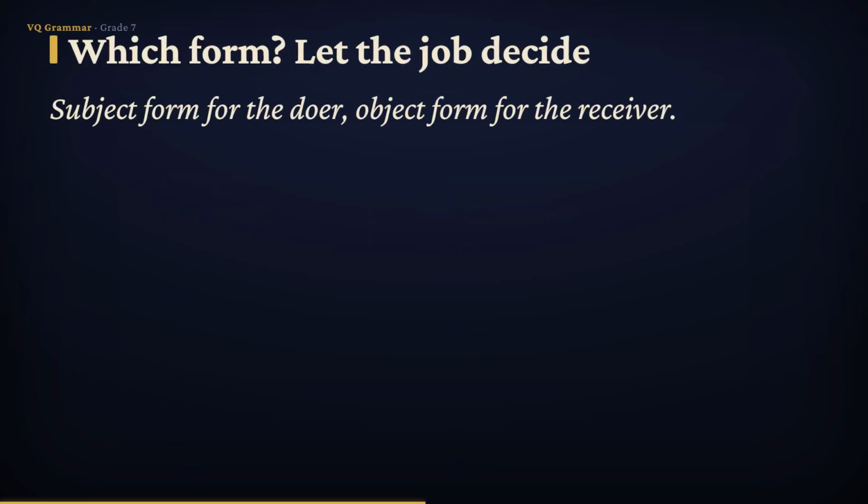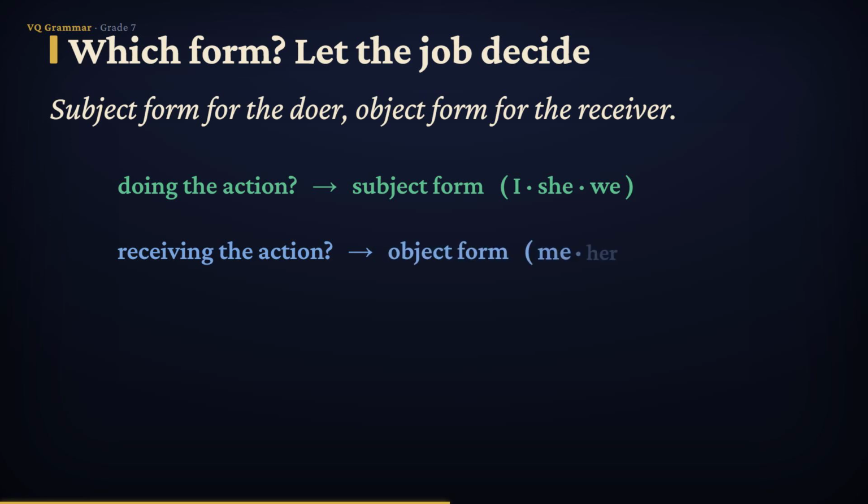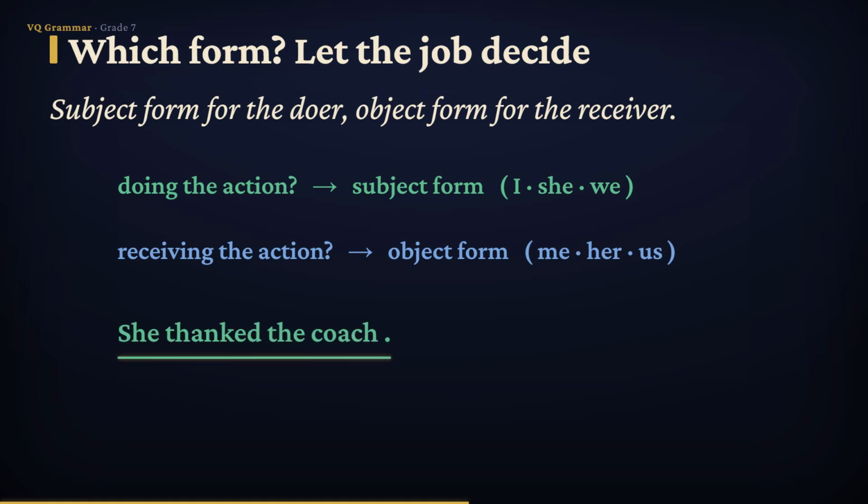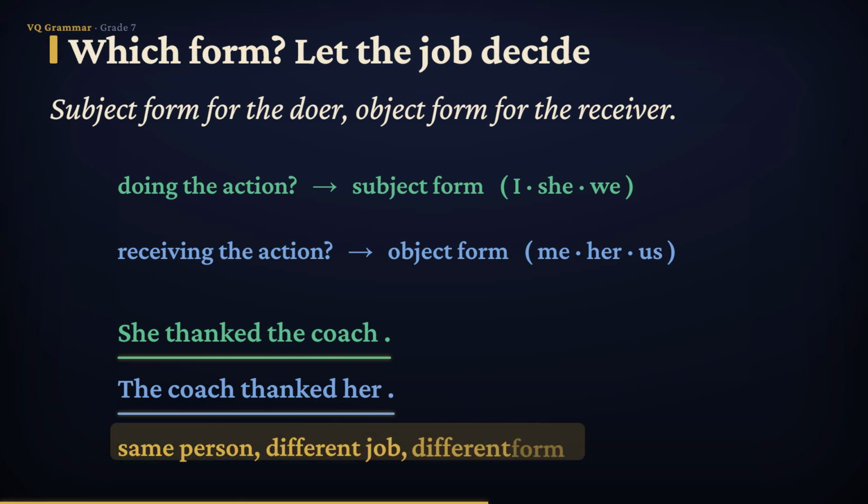So how do you choose between the 2 forms? Simple. Let the pronoun's job in the sentence decide. If the pronoun is doing the action, use a subject form, like I, she, or we. If the pronoun is receiving the action, use an object form, like me, her, or us. Here's the same person in both roles. She thanked the coach, uses the subject form because she is the doer. The coach thanked her, uses the object form because now she is the receiver. Same person, different job, different form.